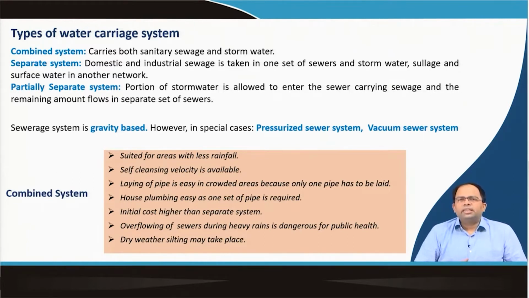So, usually in less rainfall areas we go for a combined system, and because of that, self cleansing velocity does not become an issue; it is always available. Again, because it is a single pipeline, it is easy to lay, and for house plumbing there are no other considerations, one pipe is adequate. But because we are going for a higher diameter pipeline, we have to have a higher diameter trench, and the entire system will also require a sewage treatment plant which is going to handle a much higher load compared to a separate system. So, overall we end up with a much higher cost compared to a separate system.